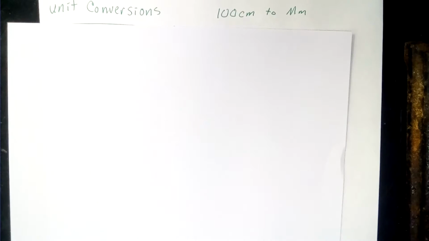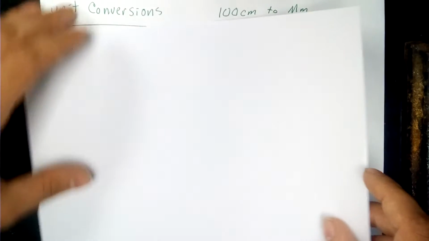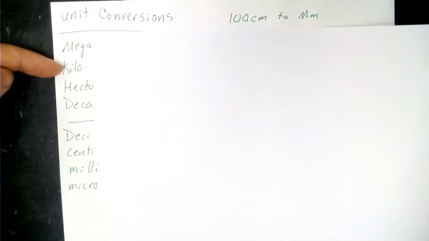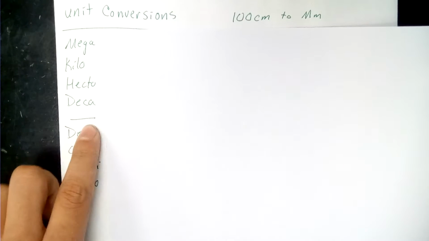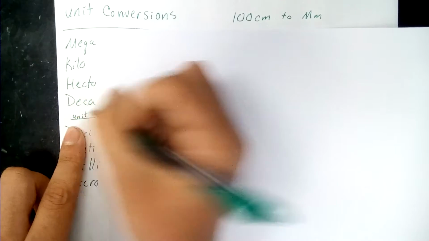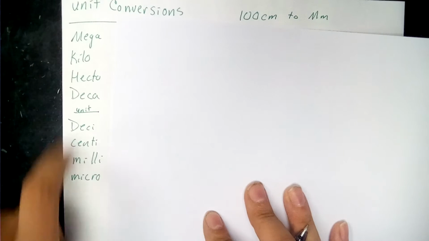The way you can remember them, except for the first one and the last one, is if you can remember, King Henry died unusually drinking chocolate milk. It gets you all of your units. So if I uncover this and show you guys, and like I said, excluding mega and micro, we have King Henry died unusually. This is our base unit. That's the reason why it's unusually, drinking chocolate milk. And then you just have to remember micro and mega.